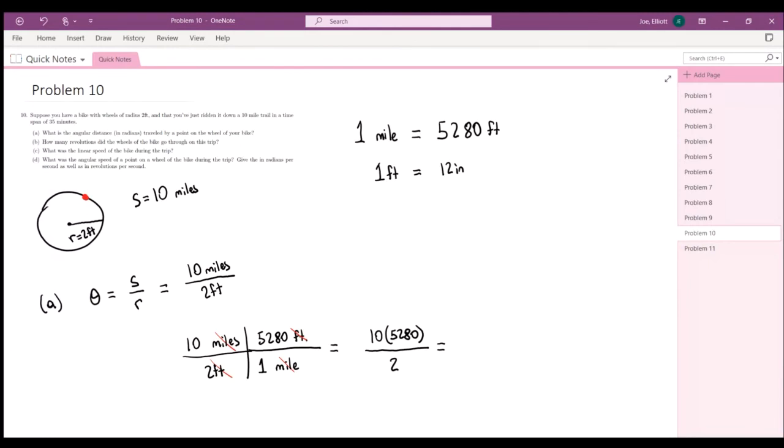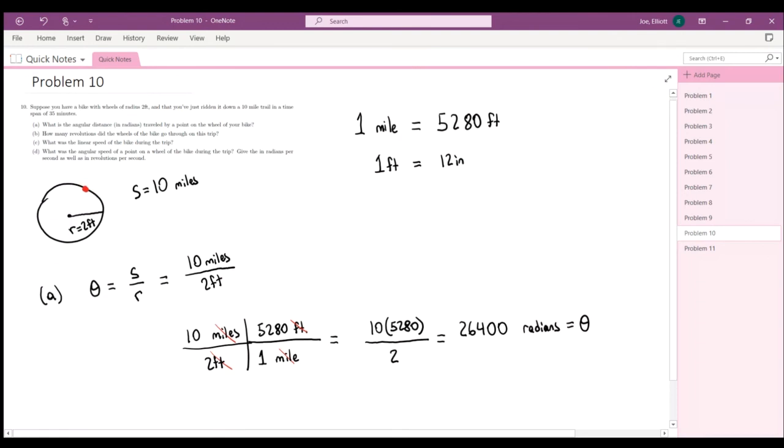All right, so then let's go ahead and compute what this would be. Okay. So if you compute it, I believe it's 26,400 radians. So that would have been the angular distance traveled by a point on the wheel of your bike. So it would have gone through a total angular measure of 26,400 radians. All right. Good.